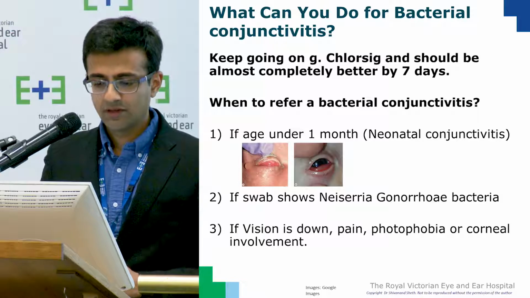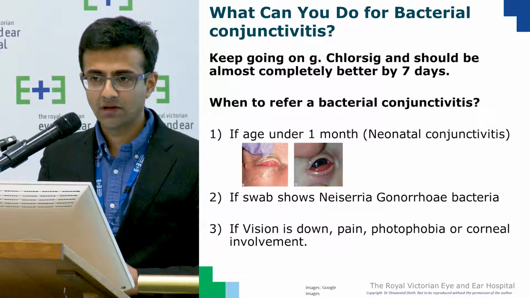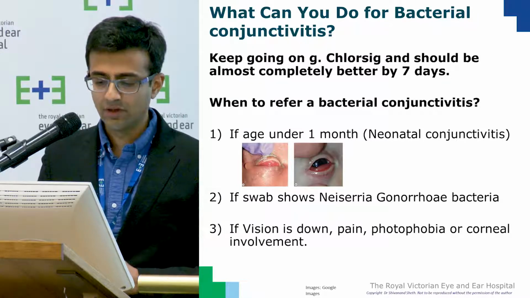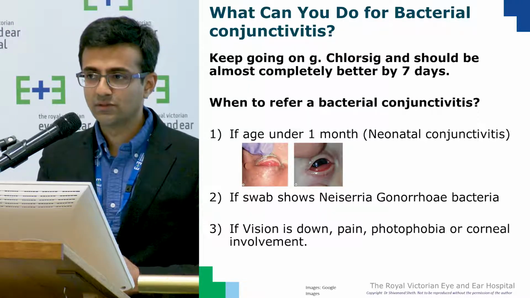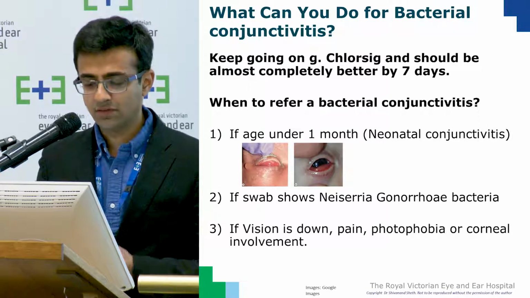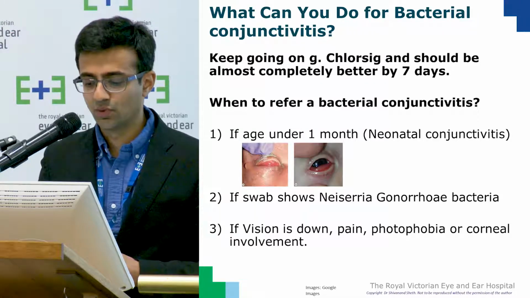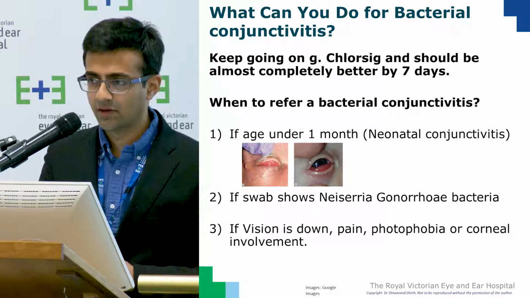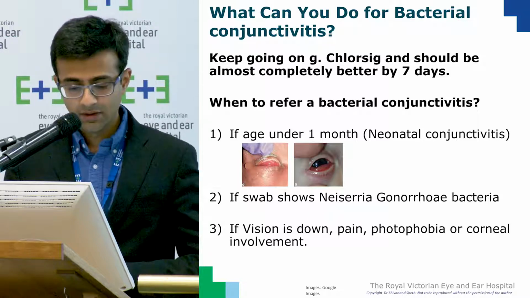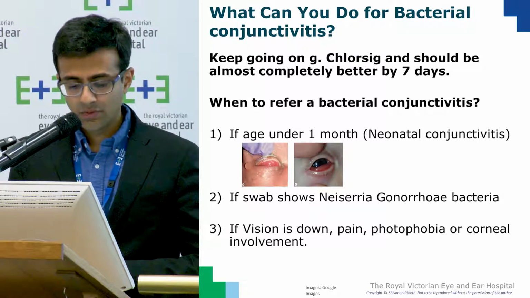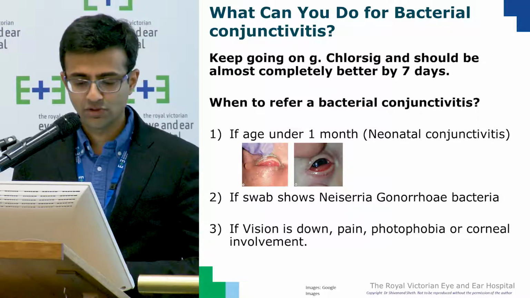So what can you do for bacterial conjunctivitis? Keep going on Chlorsig because it does shorten their duration, but probably if you don't start it, it's fine. It's likely to get better on its own. When do you refer? If there's a child less than 1 month of age with it, it's more likely to be a more sinister pathogen, and plus their immunity is low, so they are at higher risk of losing vision than someone who's older. It comes under a different category called neonatal conjunctivitis, so they need to be seen by a pediatrician as well as an eye doctor. Or if the swab shows gonorrhea, or again if there are red flags of pain, photophobia, or corneal involvement, which most don't have.